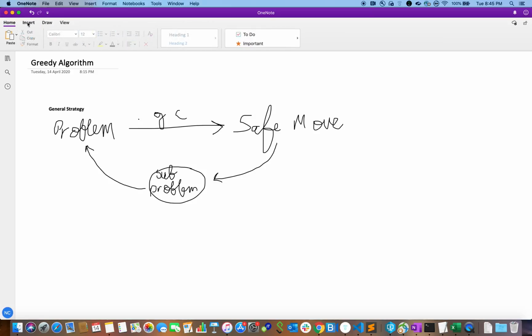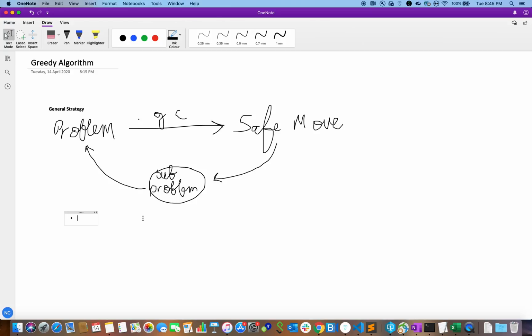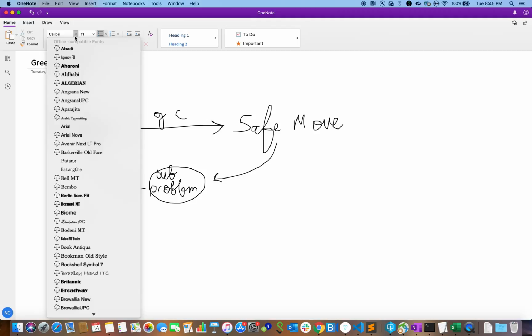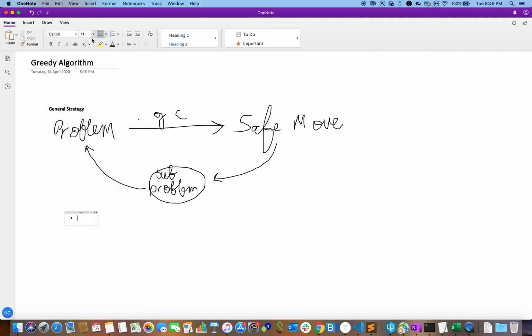Now let's talk about the steps we need to take in order to develop a greedy algorithm. In order to develop a greedy algorithm, first and foremost, we need to make a greedy choice. I will explain each and every step, why the greedy choice and what happens with each step. So first and foremost, greedy choice, and after that, if we choose a greedy choice, we need to prove whether it is a safer move.